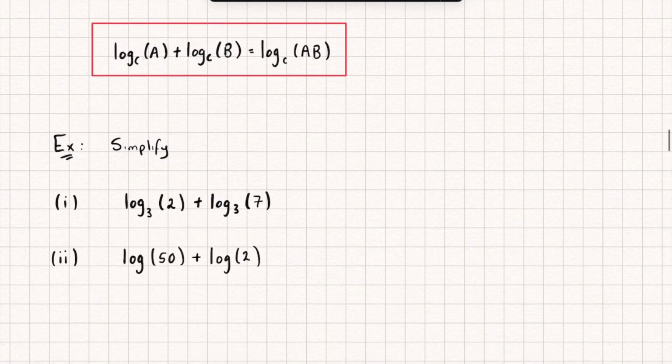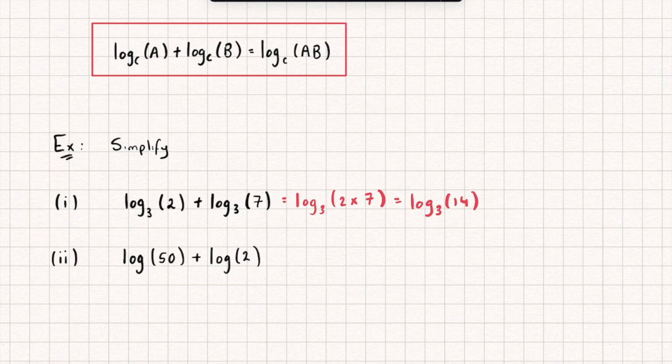So the first one we've got is log base 3 of 2 plus log base 3 of 7. And you can see the bases are the same, and so I could rewrite this as log base 3 of 2 multiplied by 7, which I could just write as log base 3 of 14.